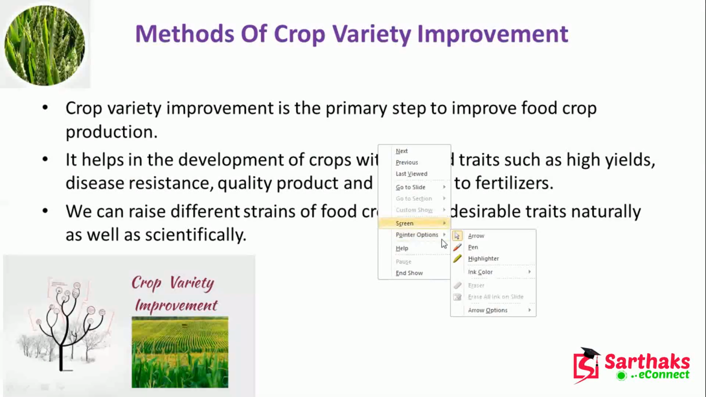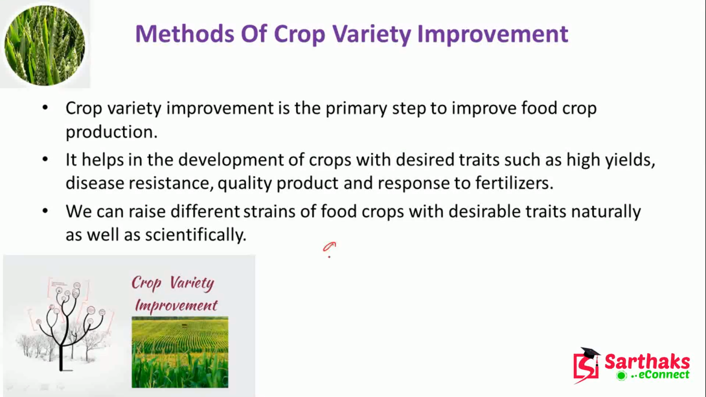I told you one thing, that we require the quality of the food crop and also the quantity. Those two things we have to keep in our mind whenever we are going for crop production on a very large scale. So this crop variety improvement helps in the development of crops with desired traits such as high yields, disease resistance, quality products, and response to fertilizers.